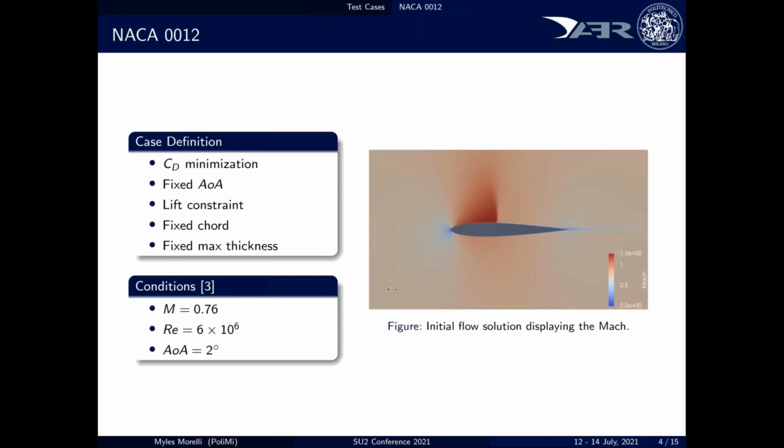We tested it on some cases. The first one is the NACA 0012 in transonic condition. We want to minimize the drag, keeping constant the angle of attack, the lift, the chord, and the maximum thickness. We need to select the number of design variables. If we use too few, we are not going to properly describe the body. If we use too many, the optimization problem becomes too stiff. Can you change slide, please?